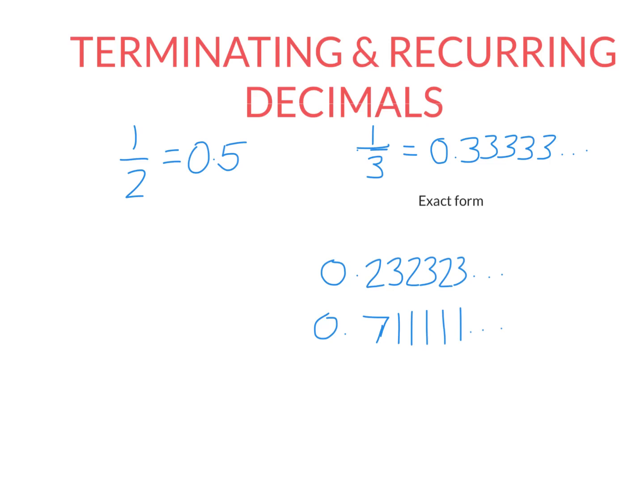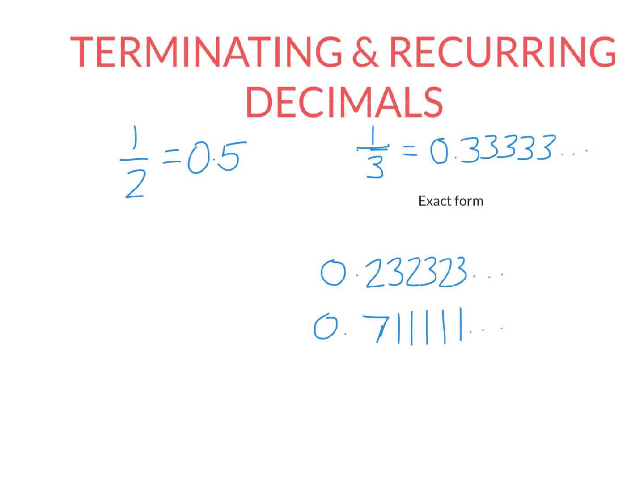Thank you so much for tuning into this video in which we will look at terminating and recurring decimals. So by now you probably know that we can write fractions as decimals. You probably know half and 0.5 are the exact same number. So we can do this with any fraction. We can write a third as a decimal.